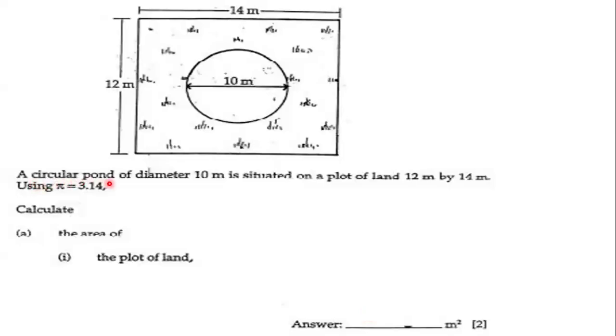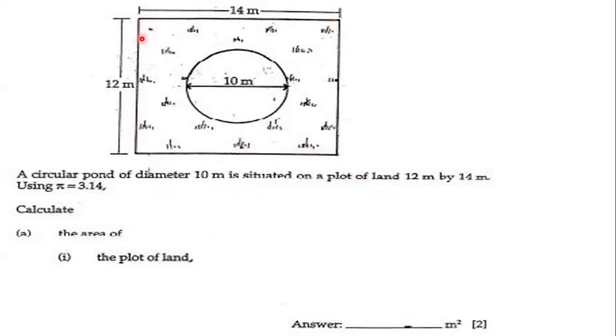A circular pond of diameter 10 meters is situated on a plot of land 12 meters by 14 meters. Using pi as 3.14, calculate the area of the plot of land. Now, we need to determine the area of the plot of land, and the plot of land is rectangular in nature, so it's a rectangular plot of land.